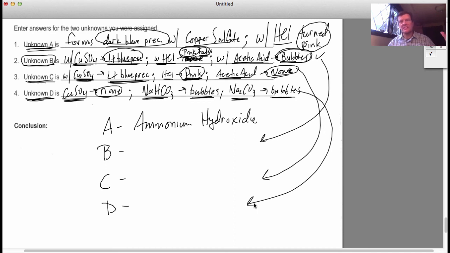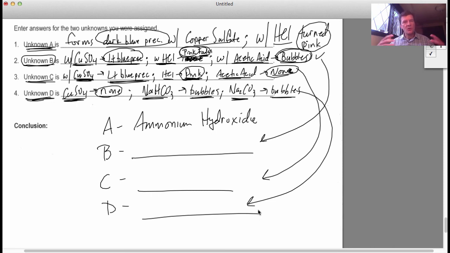So make sure you have the entire table filled in. Make sure you have these evidences for unknown A, B, C, and D filled in, and then you should be able to tell me what these different unknowns are. Give me the names of each of these right here from what I've shared with you.